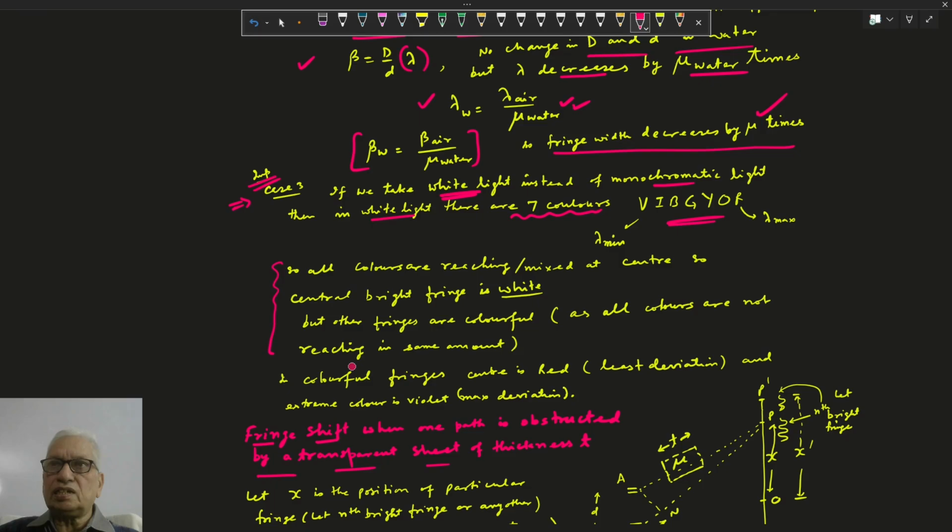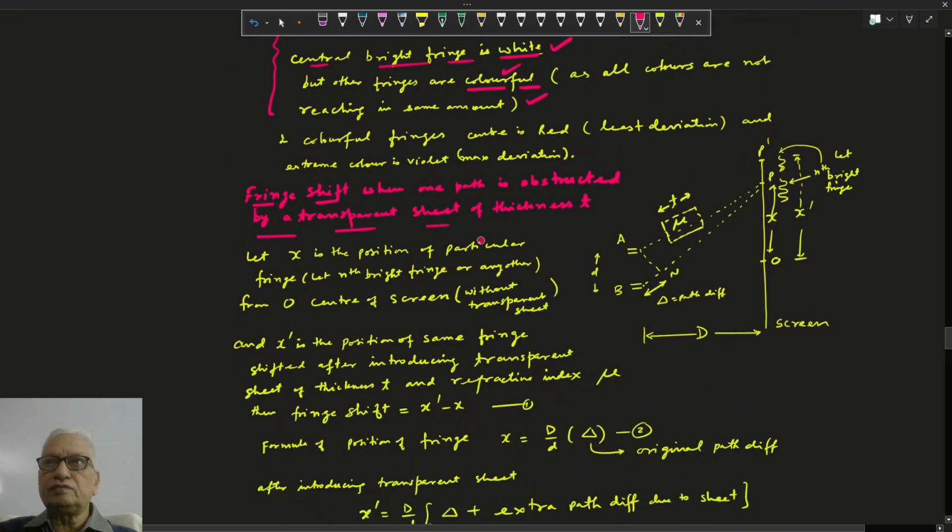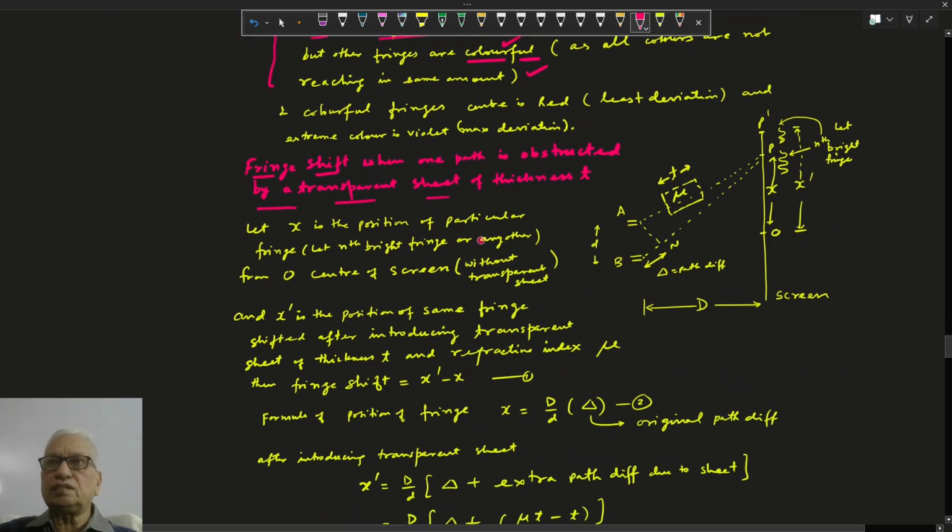Here all the colors are reaching at the center, so they are mixed. The central will be the bright fringe. It's white in color, but at other fringes, all the colors are not equally present, so it will not be white, it will be colorful. So other fringes will be colorful. The center will be the bright fringe.